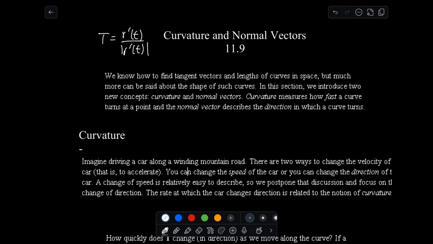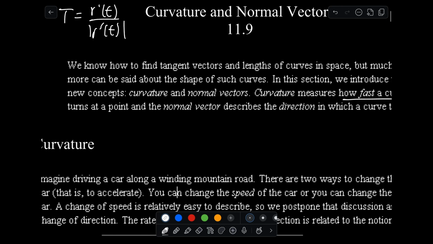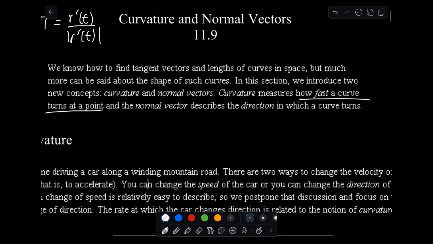And in this section, the two main things we're going to be covering are curvature and normal vectors. Curvature just represents how fast a curve turns at a point, and then the normal vector describes the direction in which a curve turns.